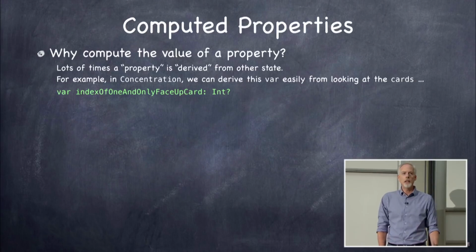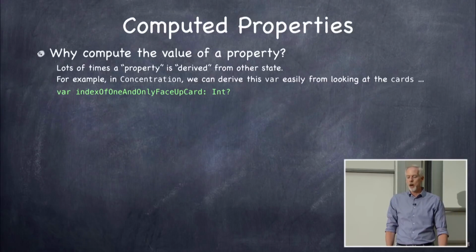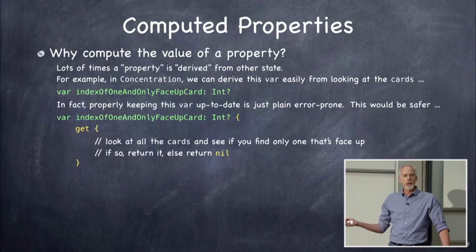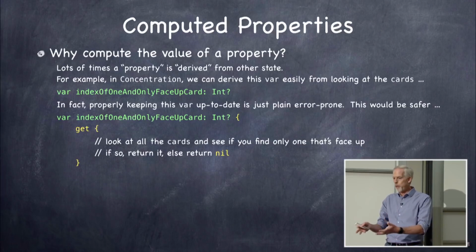So we were really kind of bad to have made that a stored property, because we have to keep that thing exactly in sync with the face-up state of all the cards. That's a really error-prone way to design. So we could imagine implementing index of one and only face-up card as a computed property where the get just looks at all the cards, and if it only finds one face-up card, it returns that index. Otherwise, it returns nil. Okay?